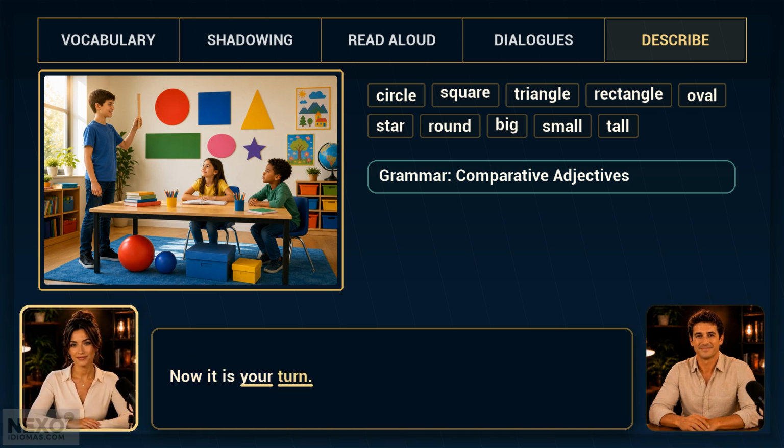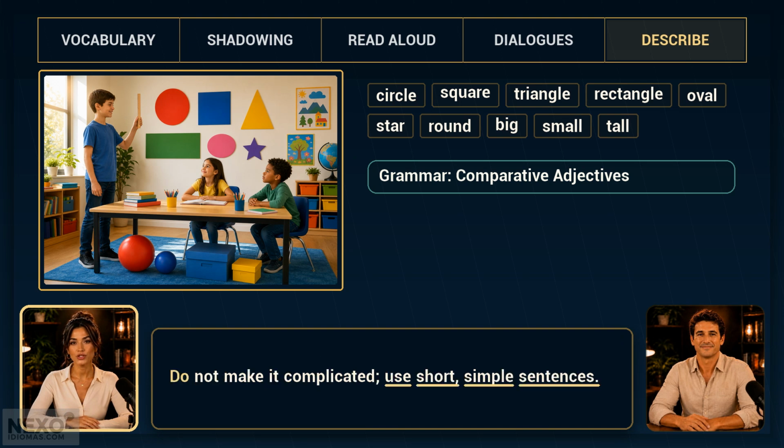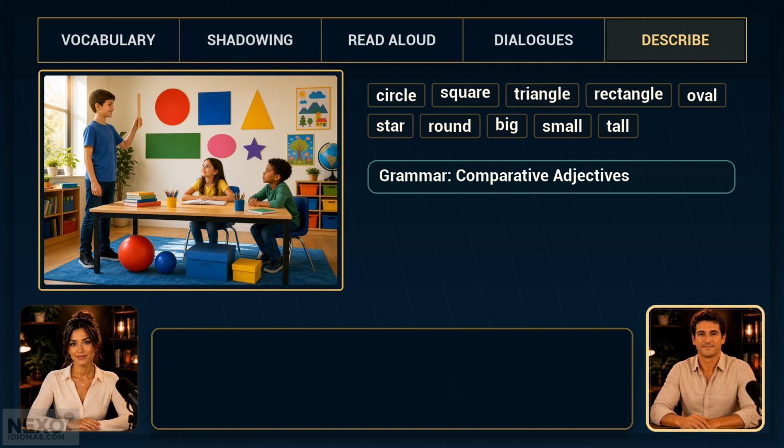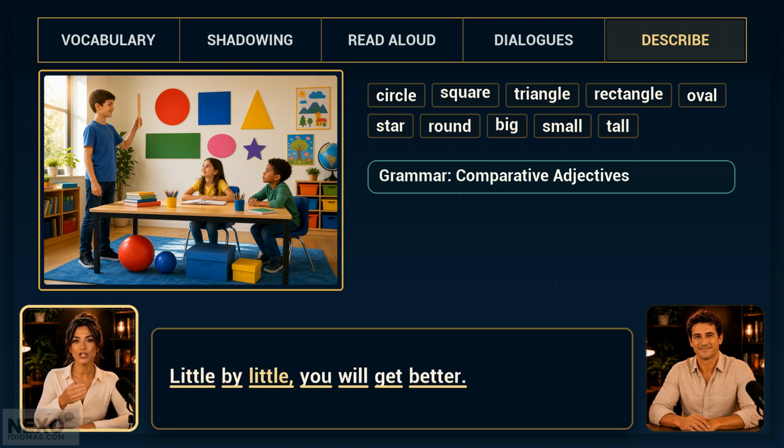Now it is your turn. Pause the video and describe the picture in your own way using the words shown. Do not make it complicated. Use short, simple sentences. Simple sentences are a great start. Yes. It is time for you to pause and speak now. Little by little, you will get better.